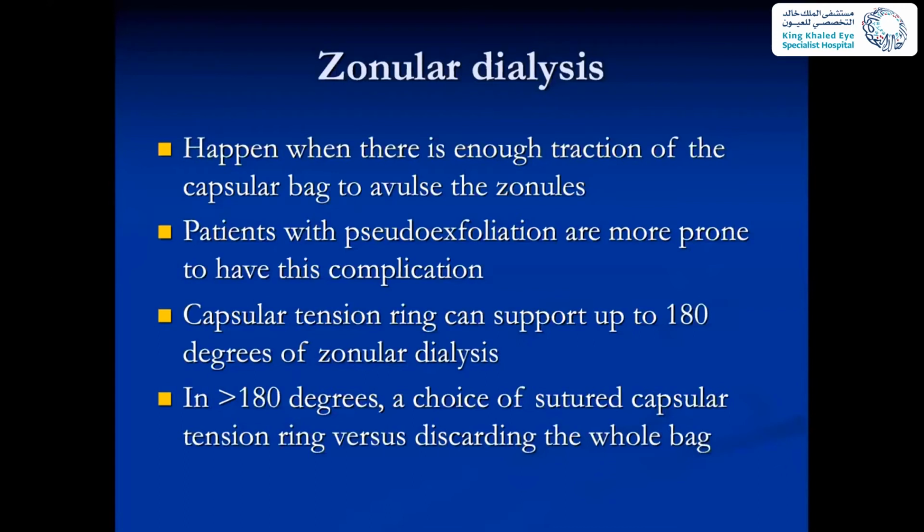dialysis. So what would we do if we have inevitable zonular dialysis? If it is less than or up to 180 degrees, we can implant a capsular tension ring, and this can tamponade the equator of the capsule and make it strong enough to accommodate the intraocular lens. But if it is more than 180 degrees, even if you insert the capsular tension ring in the bag, it will still be decentered. So you will have to use a suturable capsular tension ring or segment to maintain this bag in place.